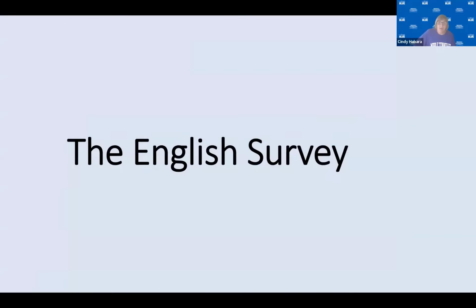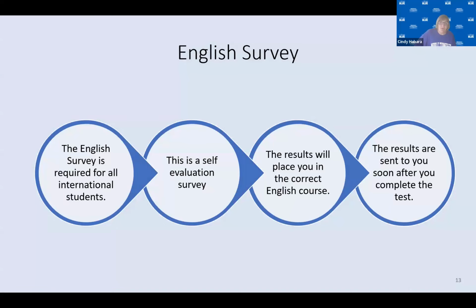The English survey is relatively simple. This is just a self-proctored set of questions. You're just going to answer very honestly. And again, you don't want to inflate your English ability. That will do more harm than good. You will be placed at the higher English level. And if you are already taking the history class and you have your English class and you've inflated your ability to speak English, you're going to be struggling your first semester.